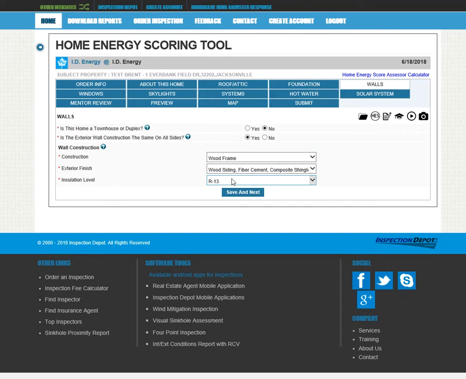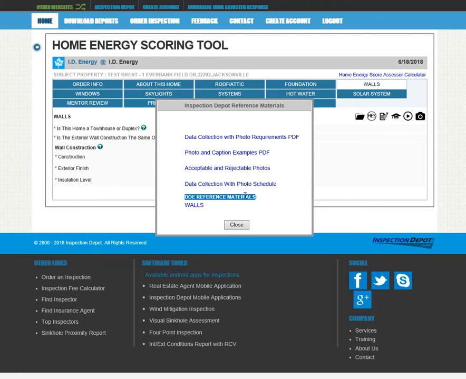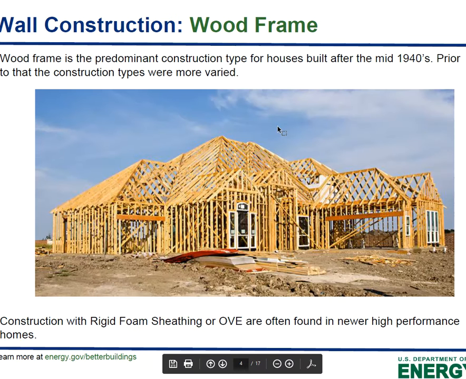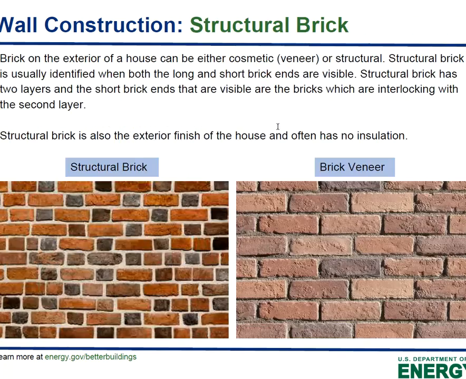We have wood frame, wood siding, and exterior insulation level of R13. Now, I get a lot of questions on exterior walls with finding the insulation level of that exterior. So a lot of people don't realize, but you can go to this icon here. If I highlight, it says Inspection Depot Reference Materials. And you can see here we have the DOE reference material for this section. And each section, being on the Walls tab, we can click here and open the Walls PDF that explains everything about walls.